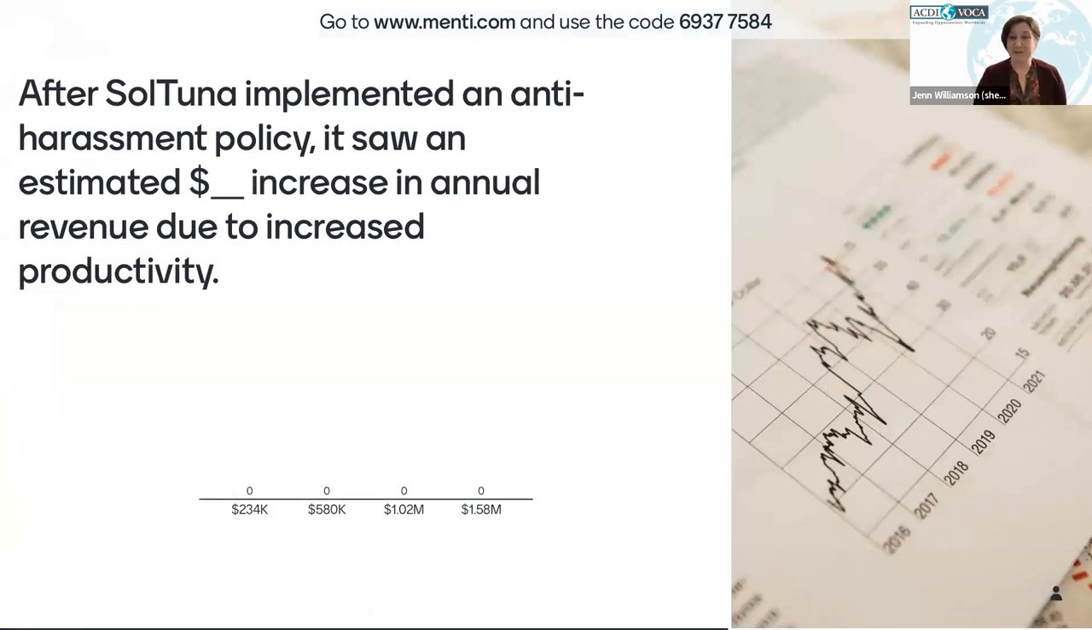Okay. So on a more positive note, a company in Sri Lanka called Sol Tuna implemented an anti-harassment policy a couple of years ago. When they did so, they saw an estimated what number increase in annual revenue because of increased productivity? 234,000, 580,000, 1.02 million, or 1.58 million?